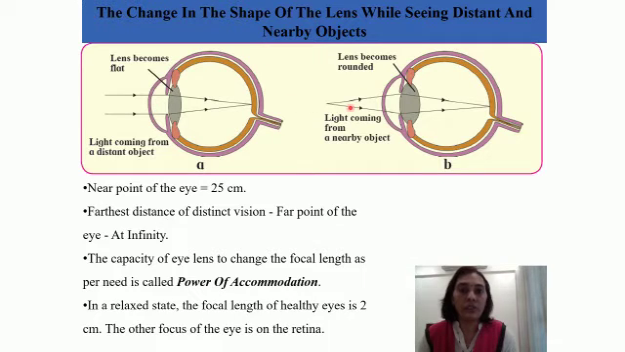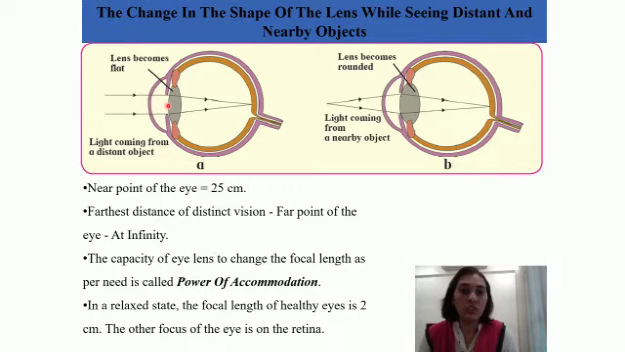Now these are the two eyeballs which have been shown here, A and B. The first figure tells us about the shape of the lens when we are viewing a distant object, whereas figure B tells us about the change in the shape of the lens when we are viewing a nearby object. Here we observe that light coming from a distant object is always parallel. So two parallel rays of incident light have been shown. After the rays of light fall onto the lens, they will converge because it's a biconvex lens.